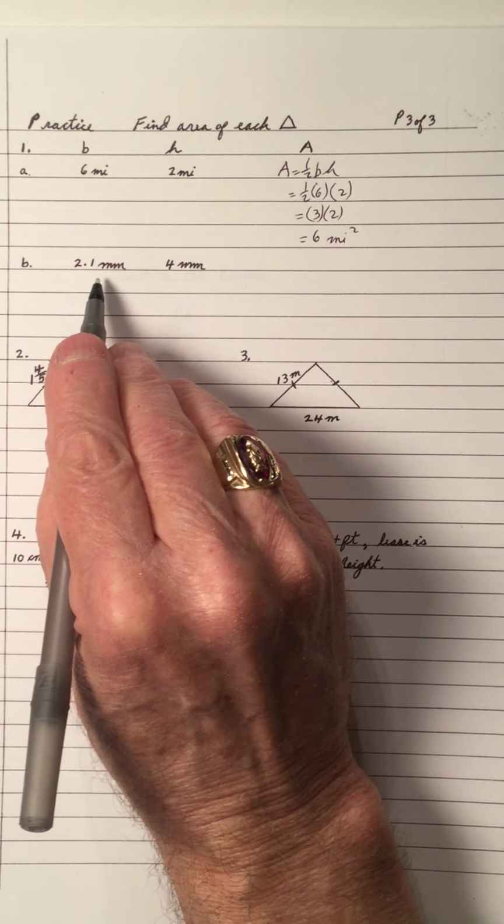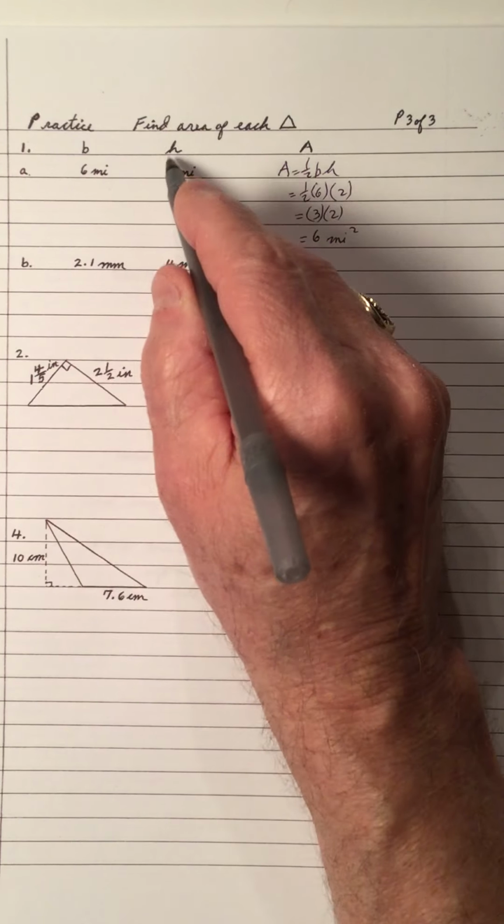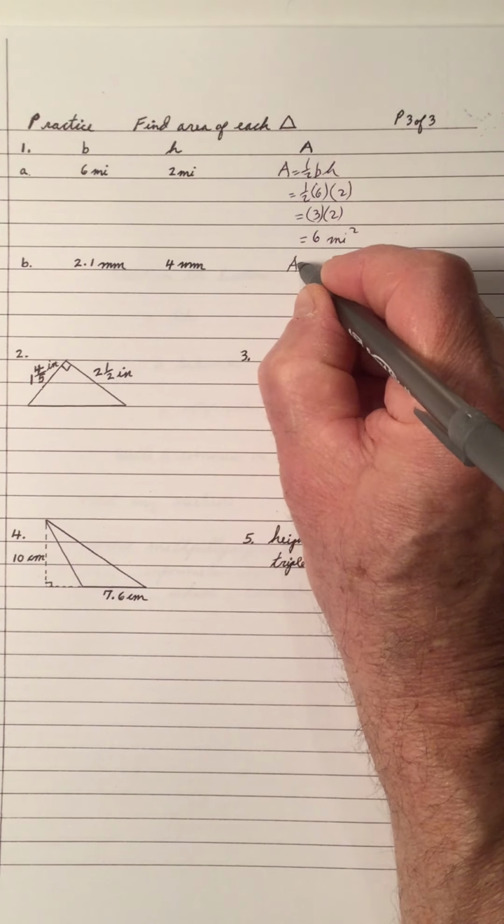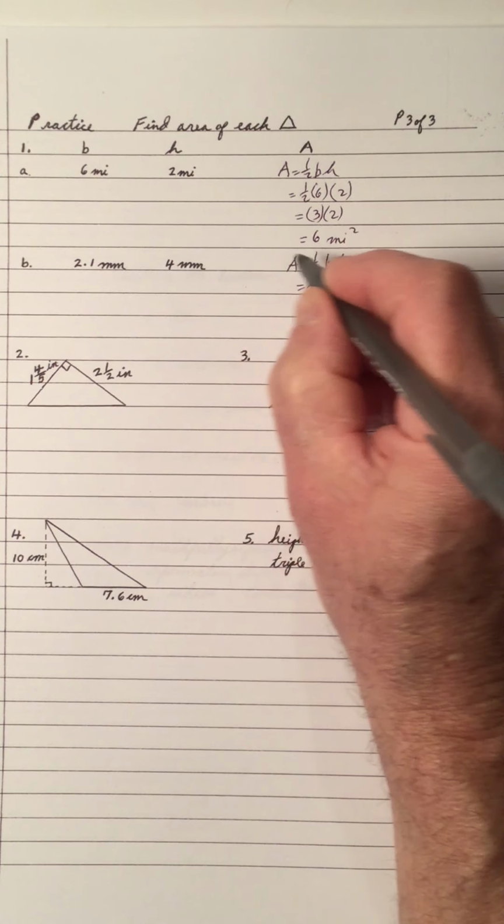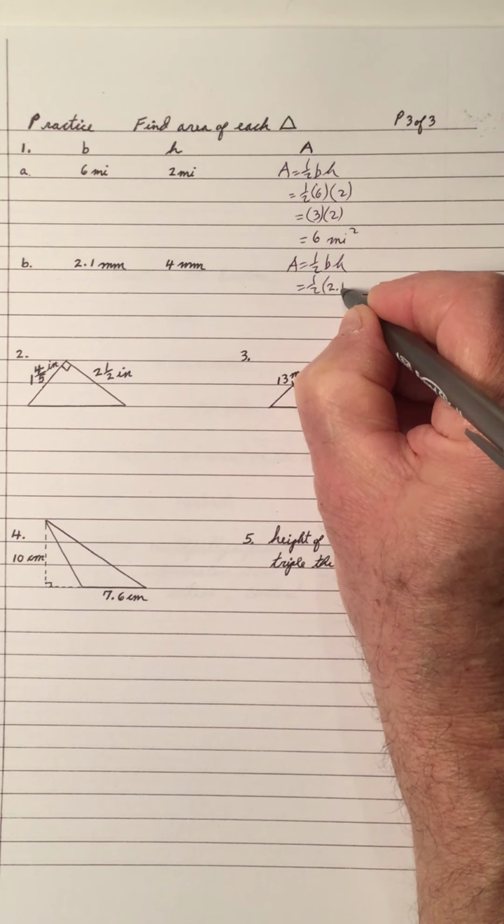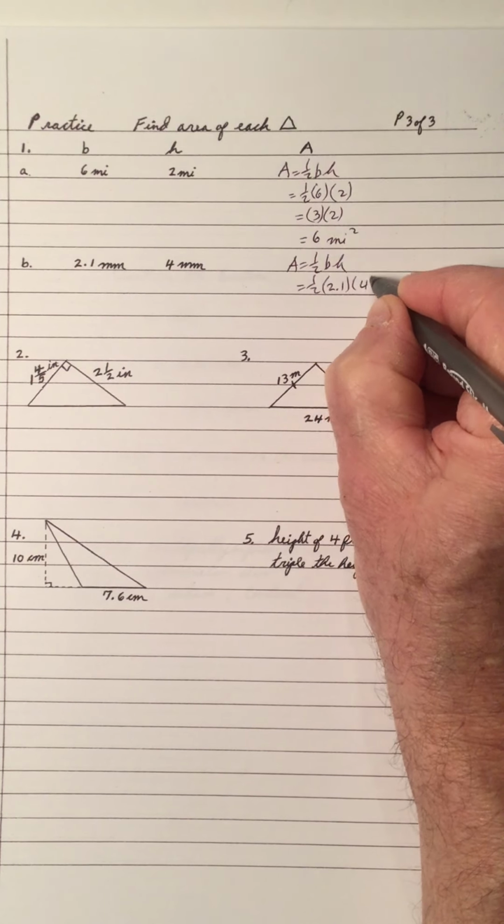B, we have a base of 2.1. We have a height of 4. So the formula is a half base times height. The base is 2.1. The height is 4.